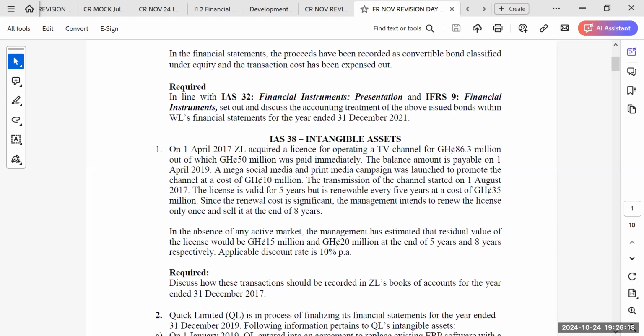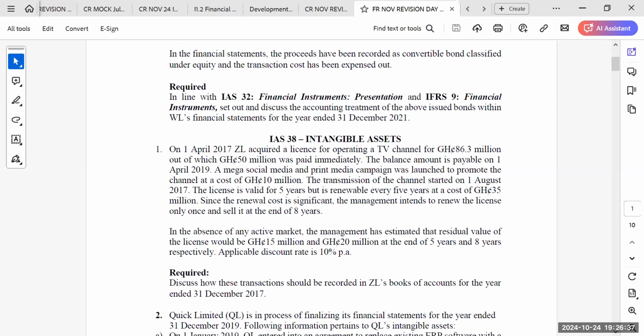All things being equal, 5 cedis, 200 cedis. You have obtained a certificate at 200 cedis. They are asking you to renew at 5 cedis. That is an insignificant cost. The possibility of you renewing the license is very high. So you now limit the useful life to what? To the possibility of you renewing the license.